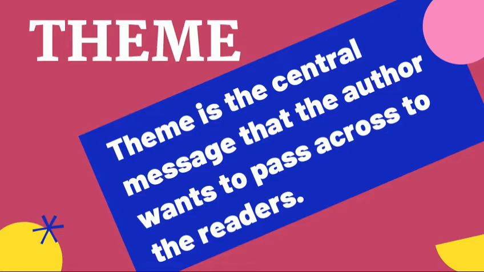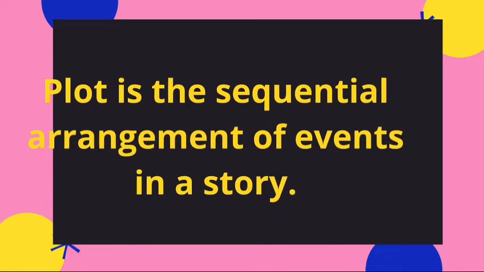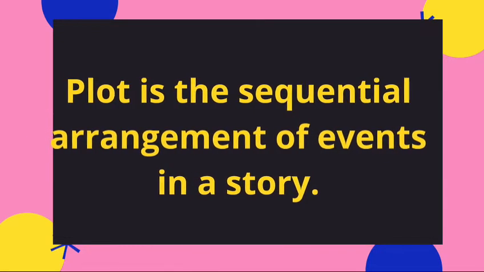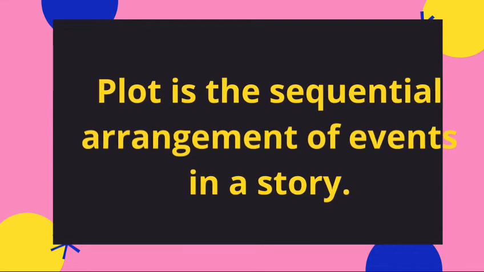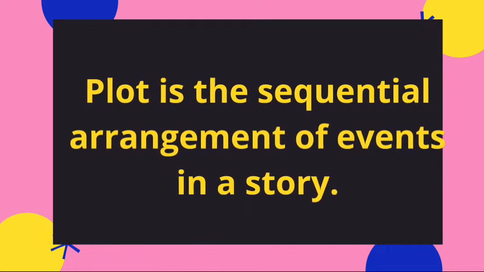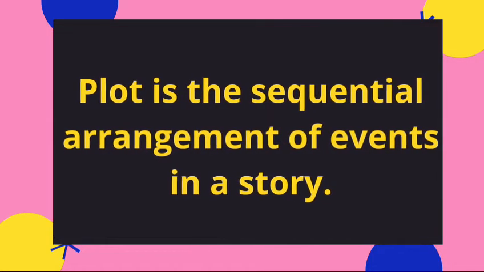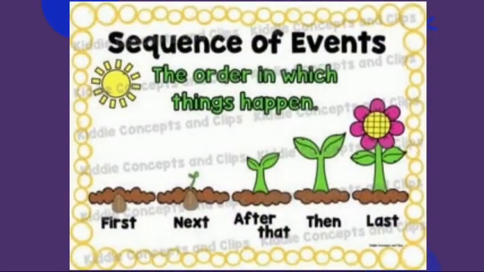There is also another element known as plot. Plot is the sequential arrangement of events in a story. By sequential, I mean the order or chronological arrangement of events in a story, and the plot is also known as the storyline. Sequence of events in a story are usually introduced with adverbs like first, next, after, and so on and so forth.